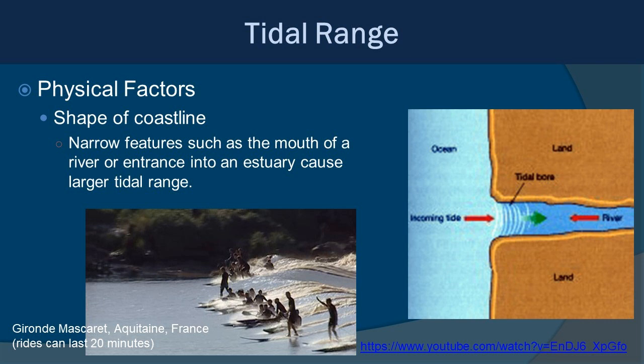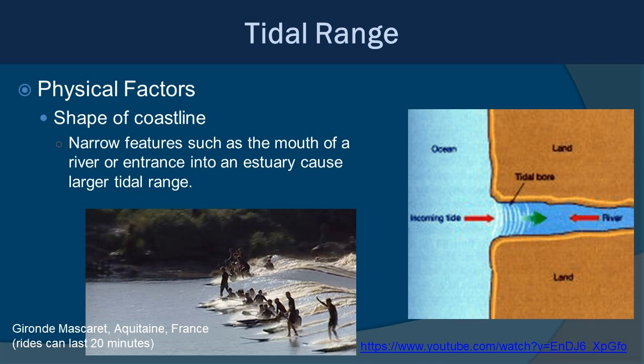Now, beyond the spring and the neap tides, there are a few other factors that can play into the tidal range. Those are physical factors like the shapes of coastlines. A big example of this would be the shape of a river. If the tide is coming into a very narrow opening like a river, all of that water has to kind of funnel through that one point. And that's going to amplify the tidal range. You can even get what we call a tidal bore, where it's almost like a standing wave that pushes into the river as the tide comes in.